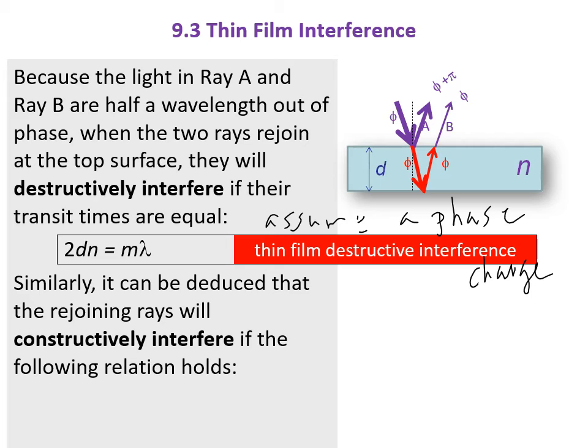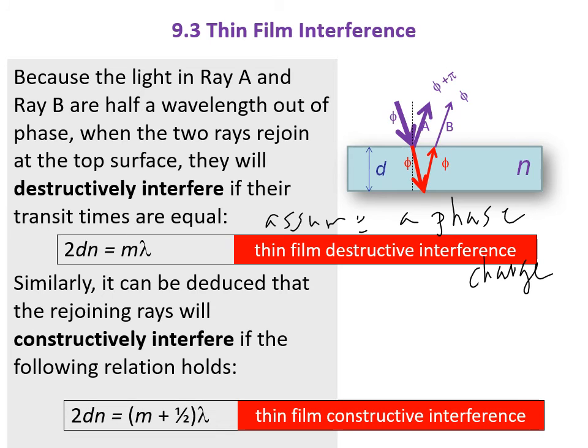Similarly, it can be deduced that if we have a phase change at any boundary, at least a phase change somewhere, the rejoining rays will constructively interfere, and this can be defined with this equation: 2dn is equal to m plus a half times lambda.